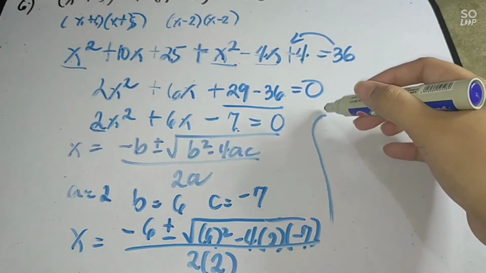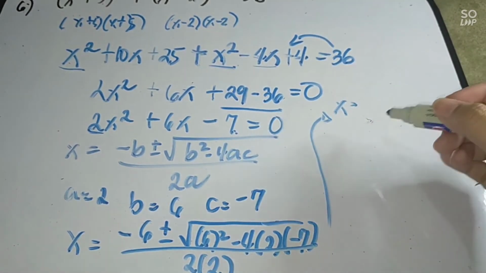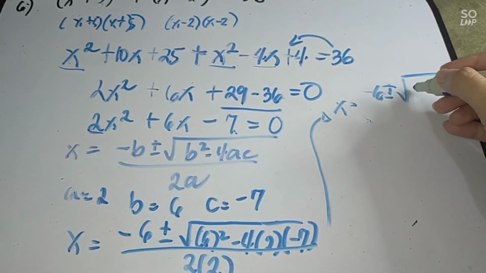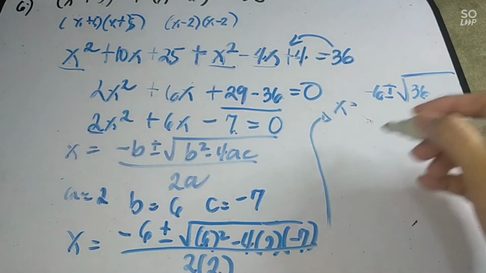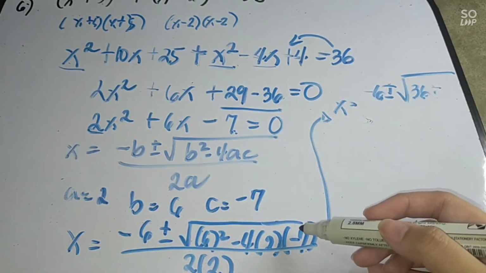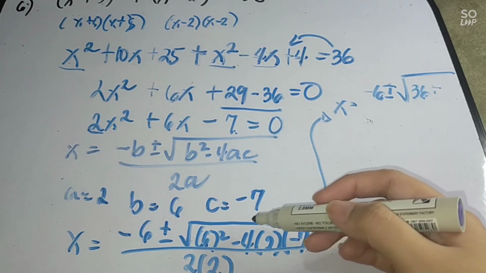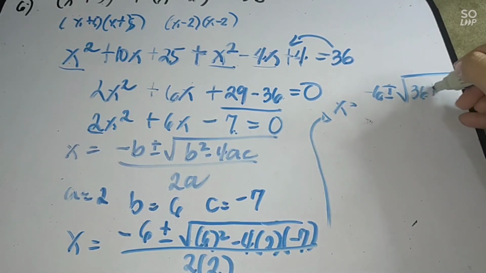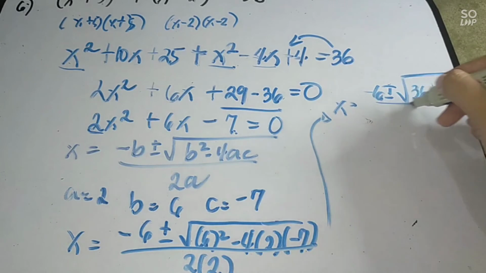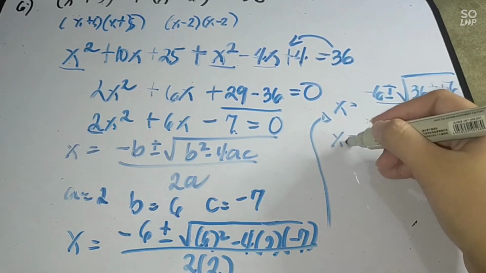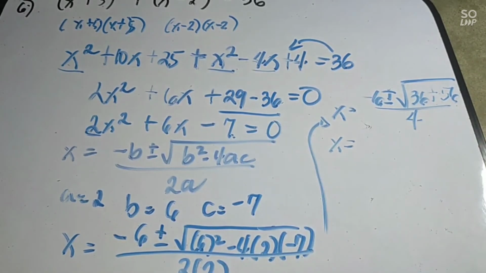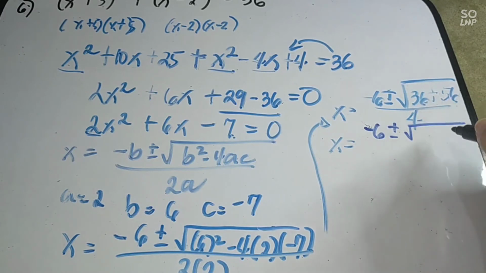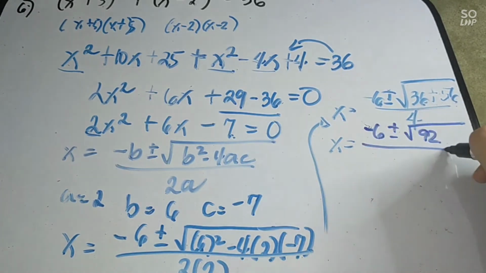So, let us simplify. Lagay natin sa taas. So, x is equals to, so, negative 6, positive negative, square root of, ang 6 squared is 36. Then, since dalawang negative, magiging positive na siya. So, we have here 7 times 4, ito na lang, 4 times 2, we have 8. 8 times 7, we have 56. So, we have here plus 56. Then, over 4. So, x is equals to, let us simplify, we have here, negative 6, positive negative, square root of 36 plus 56, the answer is 92 over 4.